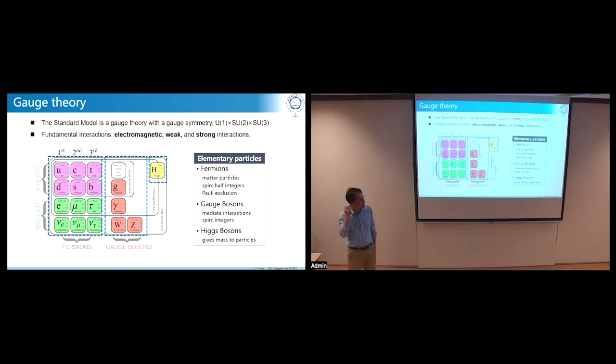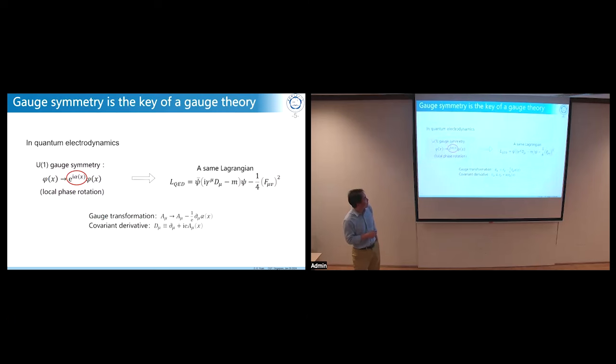Therefore, the strongly correlated system I mention today is actually a gauge theory. We know that the standard model is a gauge theory as well, with a gauge symmetry of the so-called U1 times SU2 times SU3. And this theory is nowadays the most precise theory for describing the world, including the electromagnetic, weak and strong interactions. There, they build all the fundamental particles, the fermions, gauge bosons, and also the Higgs boson, based on the standard model. And normally a gauge theory should have a gauge symmetry.